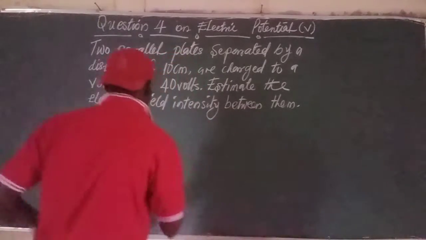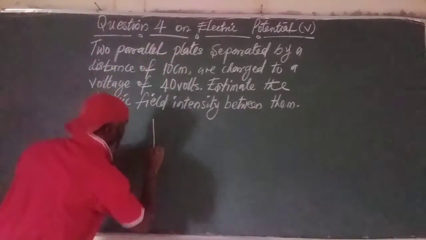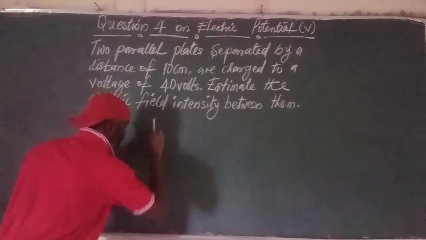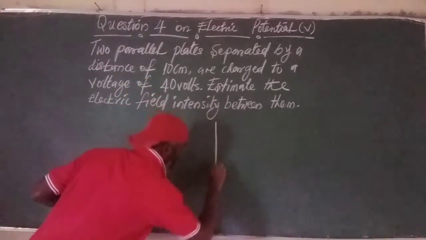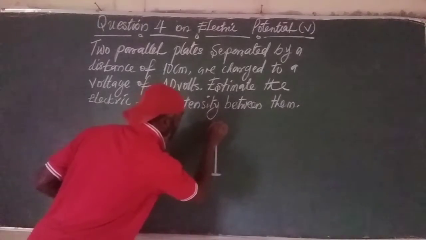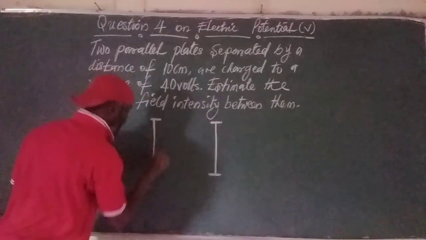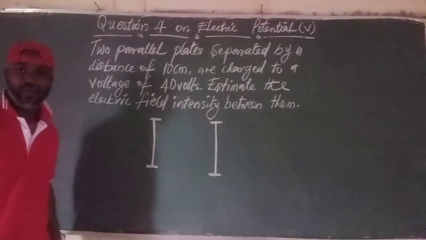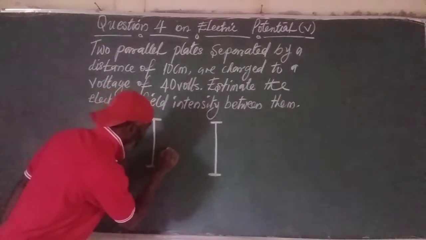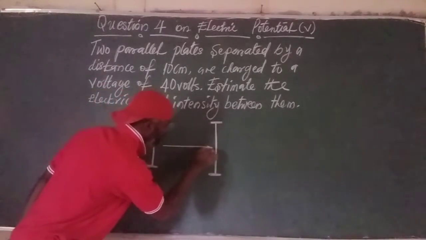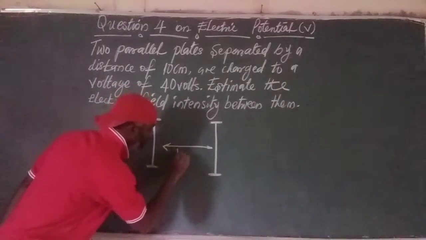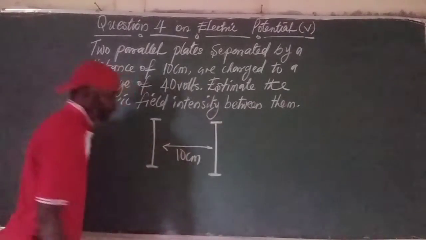So what do we do? If we have this as a parallel plate, don't mind my diagram, and another parallel plate. They are parallel to each other. The distance between them, that's the most important thing, is 10 cm.